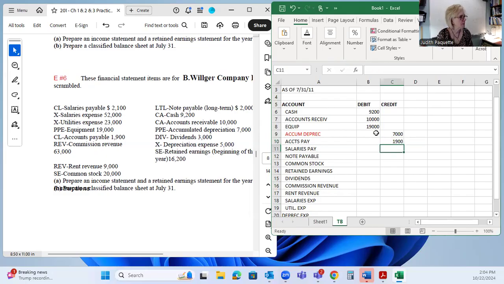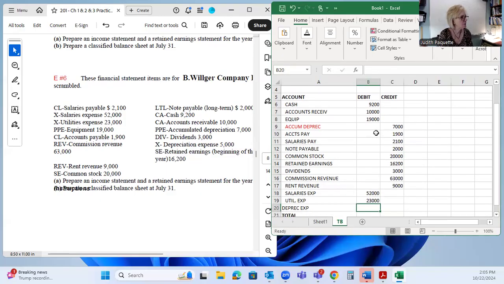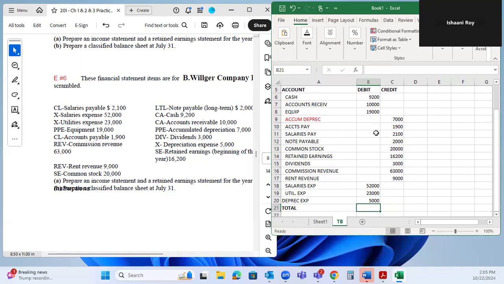Salaries payable, note payable, common stock, retained earnings, beginning of year, dividends, commission revenue, rent revenue, and now salaries expense back over on the debit side. And so we've got lots of salaries and depreciation. Wouldn't dividend be debit?